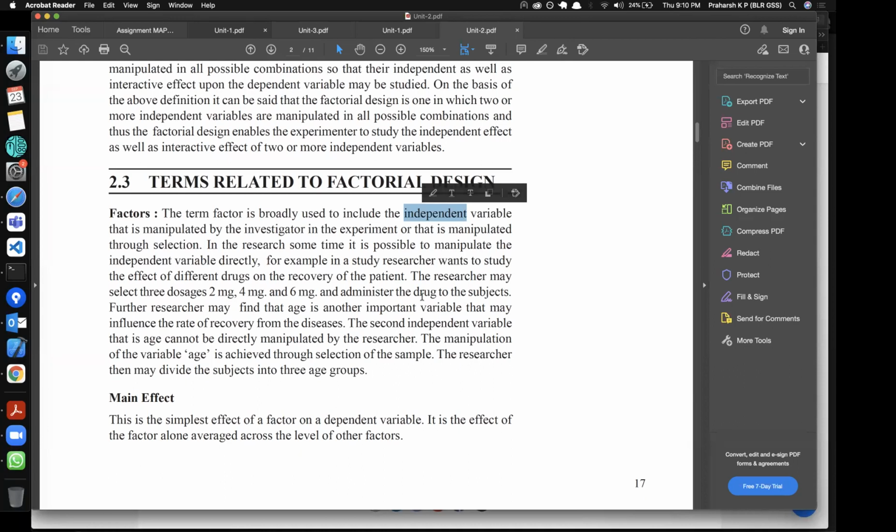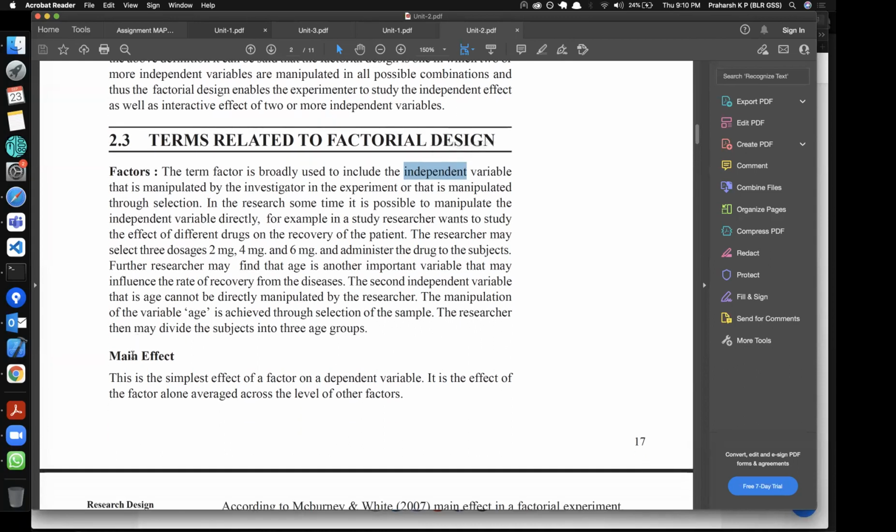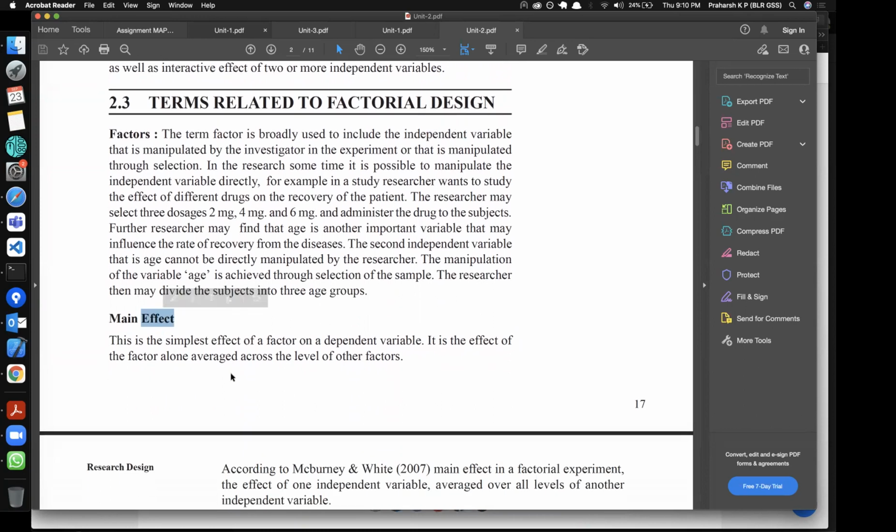And then we have something called main effect. Main effect is the simplest effect of a factor on a dependent variable. So let's say in this case, we are changing the number of siblings in the study. How is the output, that is the height of the person, or weight of the person, or BMI of the person, whatever we are measuring, changing with respect to your first factor? That is the main effect.